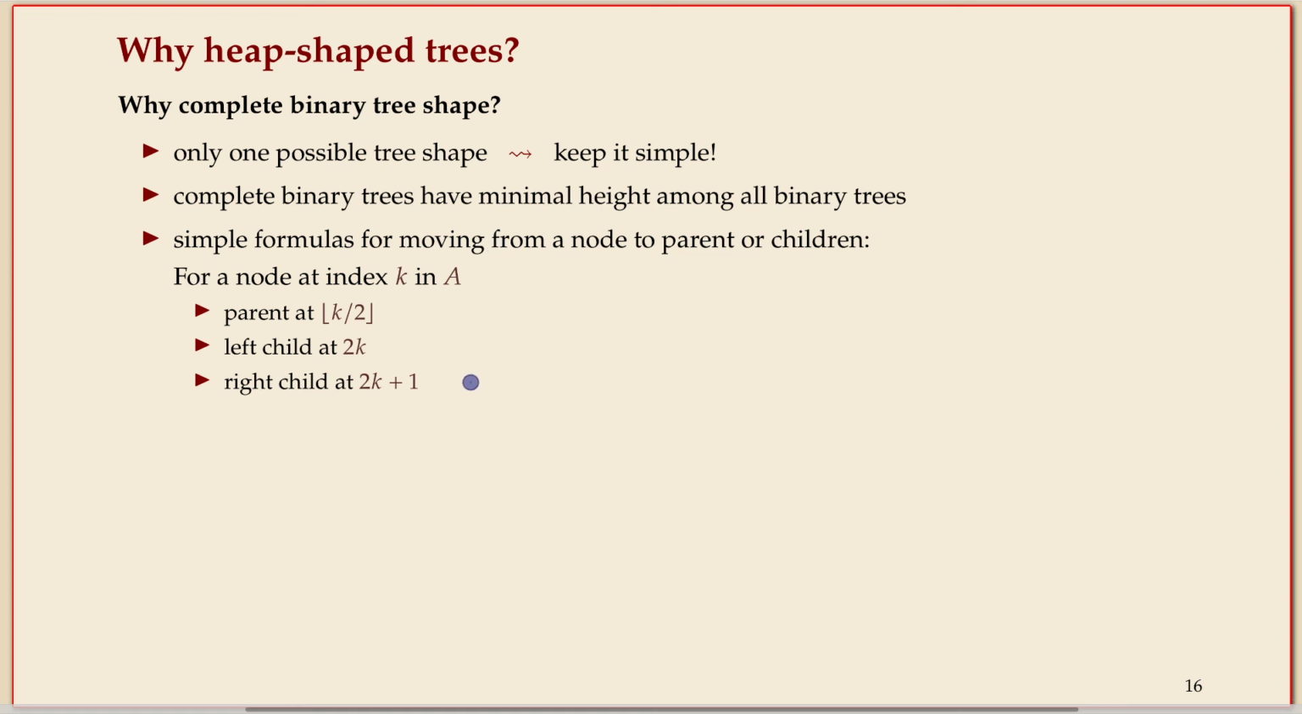And then lastly, that's why the question was really helpful here. The fact that we have this completeness, that we fill up all the levels up to where possible, means that we have these very simple formulas to go from a node to its children or to its parent. Okay?